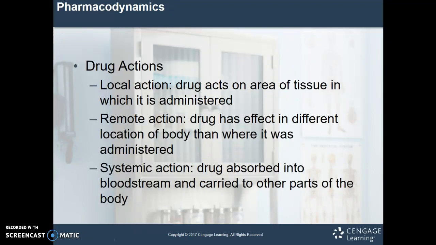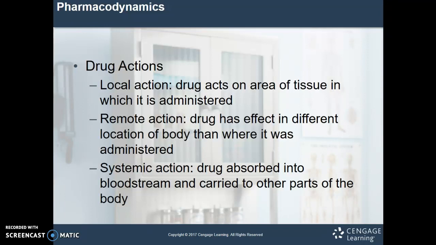Okay, so drug actions. Drugs may be grouped by the type of action they produce in the body. Drug actions include the following. A local action: the drug acts on the area of tissue in which it is administered. For example, you might have had stitches in the past, and in order to give stitches without putting someone in extreme pain, we inject lidocaine. It's going to numb the area. Same idea when you're getting dental work done. Lidocaine numbs the area and exerts a local action. It doesn't numb your entire body, just that area that it's injected to.